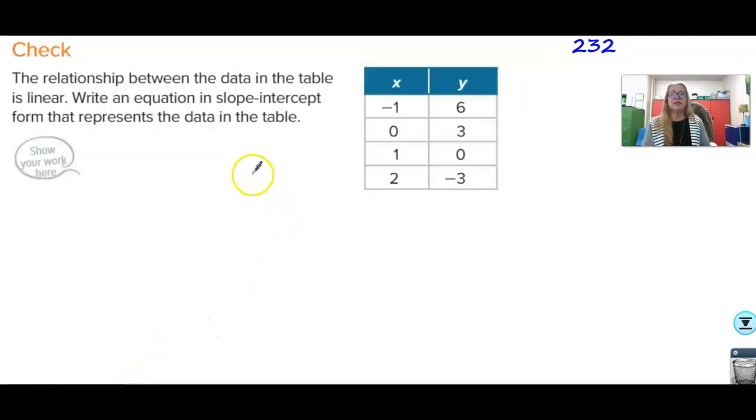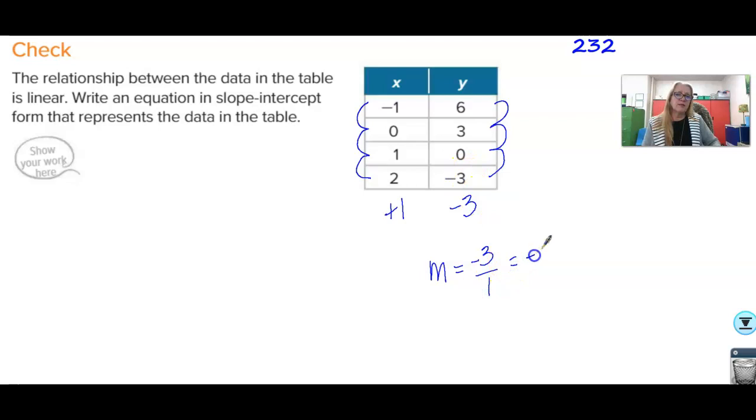Okay, so they're telling you the relationship between the data and the table is linear. Write an equation in slope-intercept form. How is x changing? Up by one, up by one, up by one. How is y changing? Down by three, down by three, down by three. So my slope is negative 3 over 1. The y always goes on top, which is more easily written as negative 3. That's my slope. What's my initial value? I told you initial value is whenever x is 0. So when x is 0, what is y? Y is 3, so the y-intercept is 3.